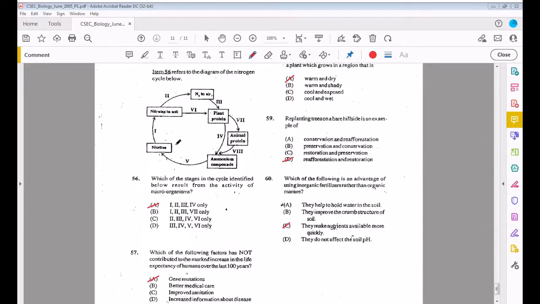So 1, we have nitrites to nitrates in the soil. So we have our nitrogen fixing bacteria here. Then we have 2, nitrates in the soil to nitrogen gas in the air, denitrifying bacteria. 3, nitrogen in the air to plant protein. And we have 4, where's 4? Plant protein to ammonium compounds. We have our decomposers doing the work here for us.